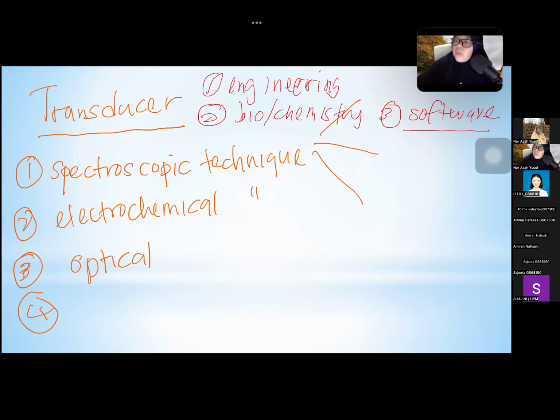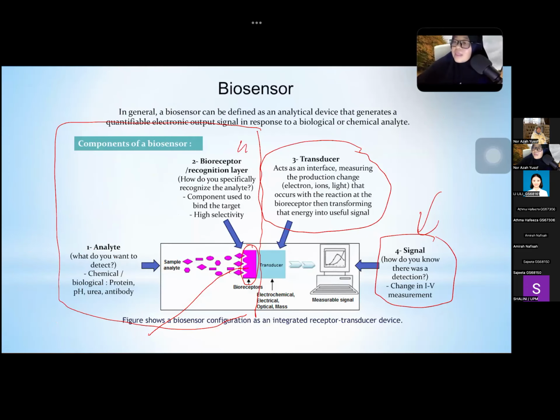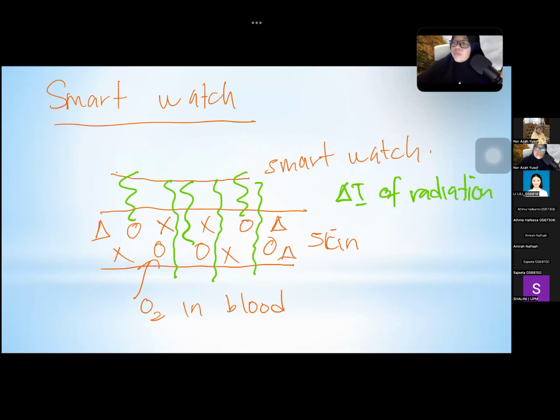So when we talk about transducer, it is the technique in detecting the interaction. Just now I gave you an example, so let me move to your smartwatch, because those are quite common, not to say almost everybody has one, because it is expensive, but most people do. Now you are measuring oxygen in blood, which is the analyte. So oxygen is the analyte, right?